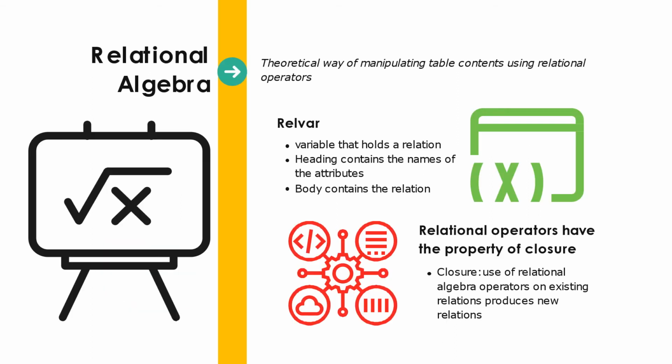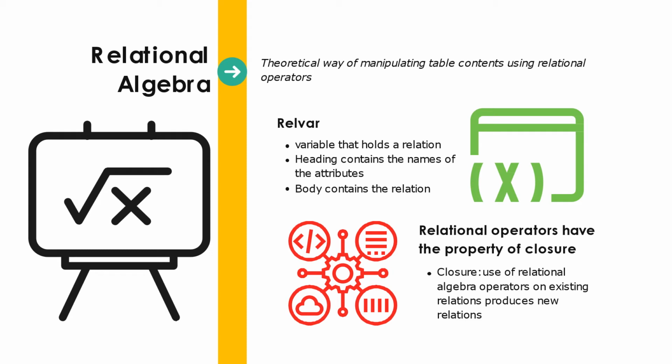Now let us talk about relational algebra. It is a theoretical way of manipulating table contents using relational operators. In this, we are going to talk about relational variables, or relvar for short. A relvar is a variable that holds a relation. The heading of the relvar contains the names of the attributes, whereas the body contains the relation.